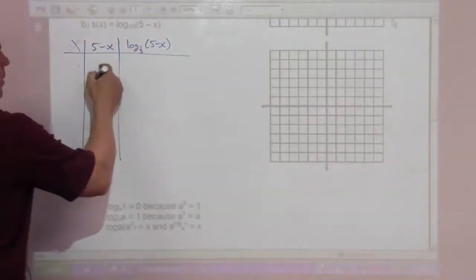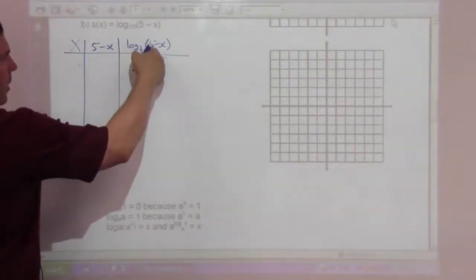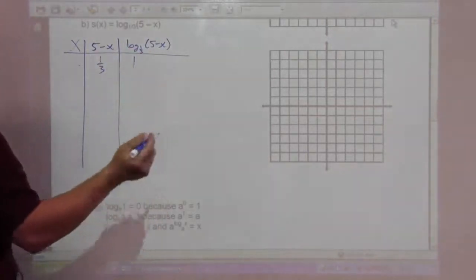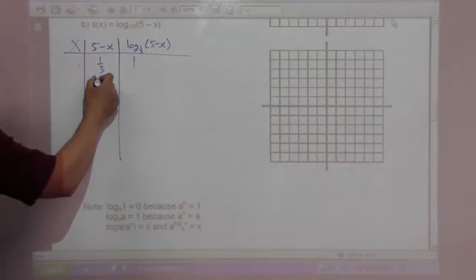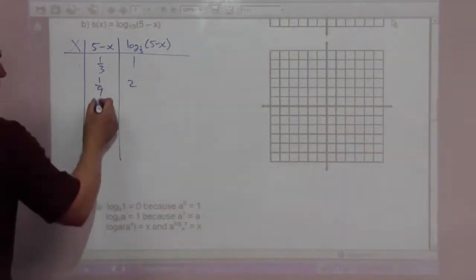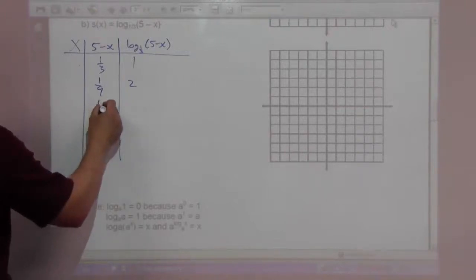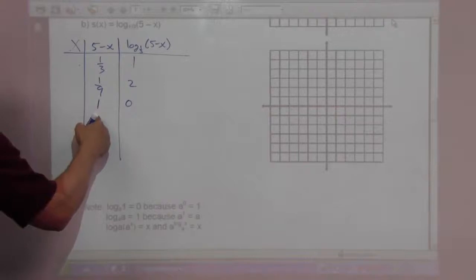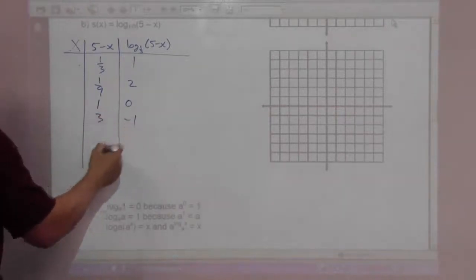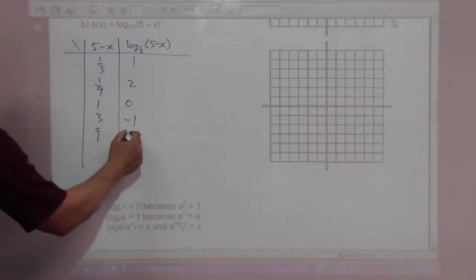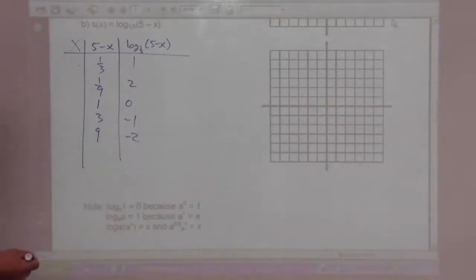For example, something that I would plug in here: 1/3 to what power makes 1/3? Well, 1/3 to the 1 makes 1/3. 1/3 to the what power makes 1/9? Well, 1/3 to the 2 makes 1/9. How about 1? 1/3 to the 0 makes 1. How about 3? 1/3 to the -1 makes 3. How about 9? 1/3 to the -2 makes 9.